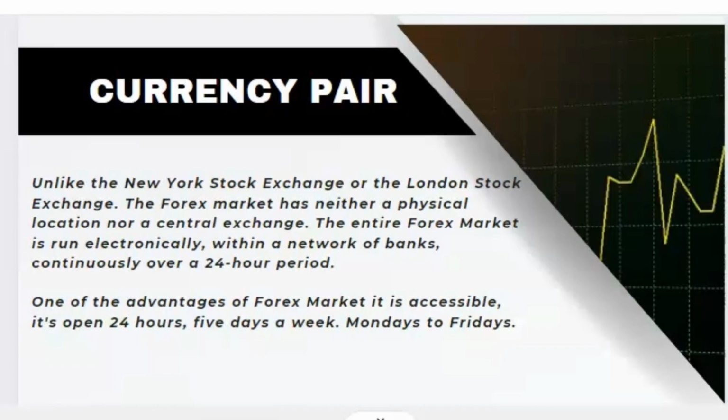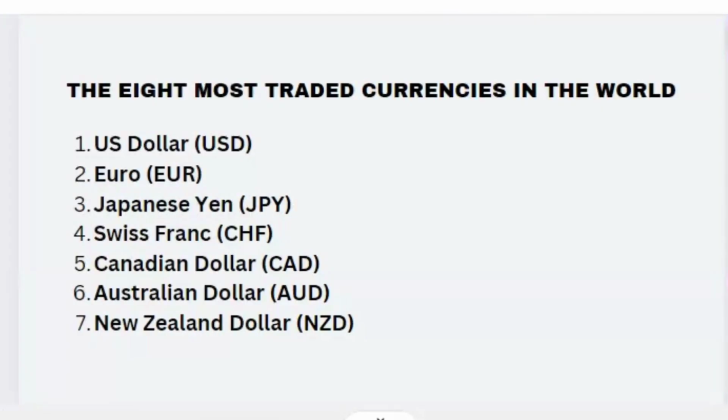The next thing we'll be considering now is the 8 most traded currencies in the world. Now, these currencies are the major currencies traded most times in the global market. What are the currencies? These are the US dollar, which is the USD, you have the euro, you have the Japanese yen, you have the Swiss franc, you have the Canadian dollar, you have the Australian dollar, and of course you have the New Zealand dollar.